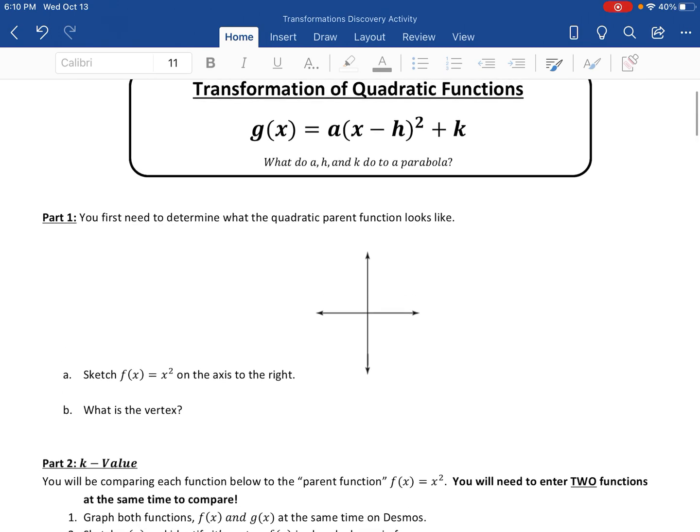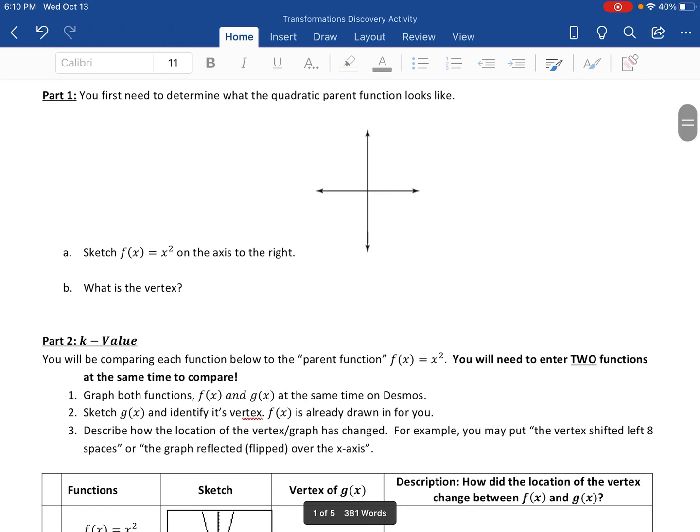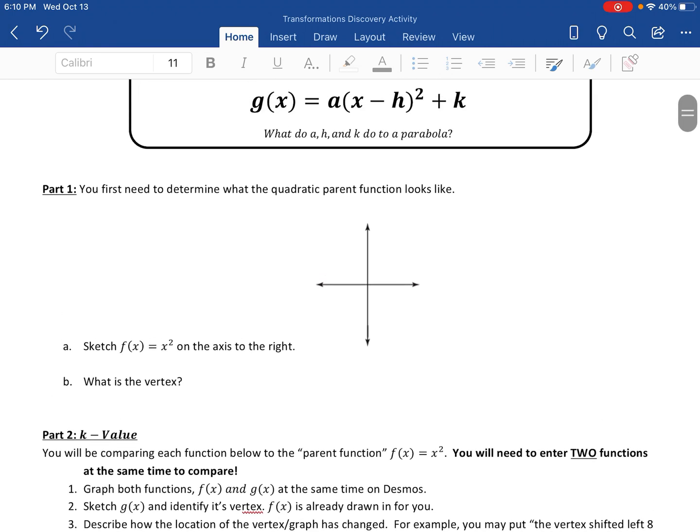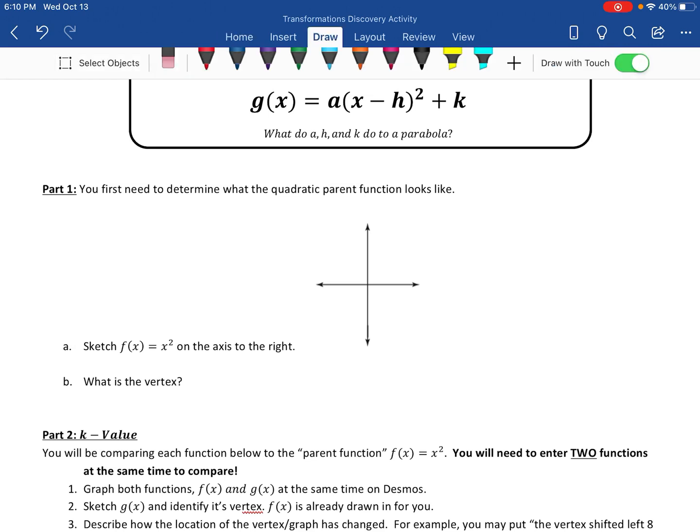The first part that we're going to do, and we did this together in class, we did part 1 and part 2, and then you had 20 minutes to finish the rest. Part 1 is to determine the quadratic parent function and what that looks like. A parent function is just your function, like f of x is equal to x squared, when you're not adding or subtracting anything specific. It's just a variable and the exponent. You already know what that looks like.